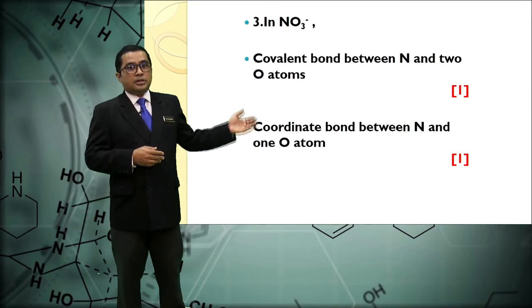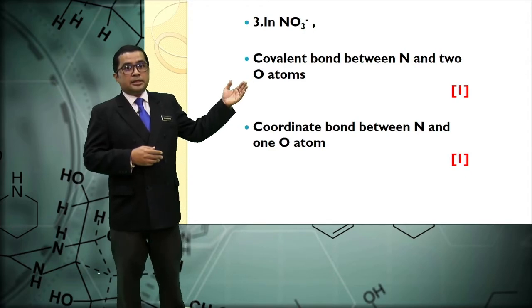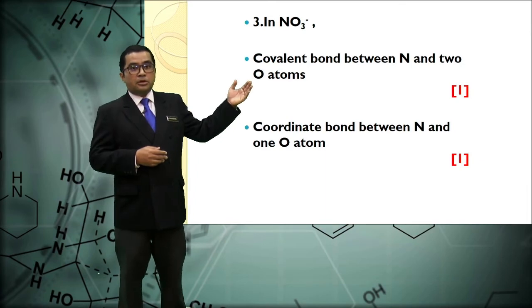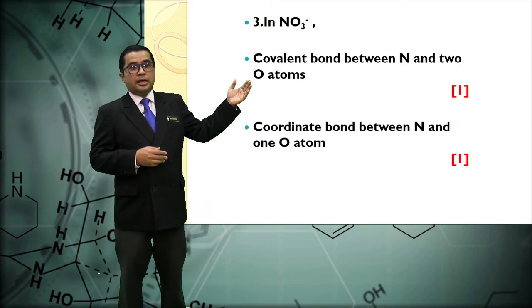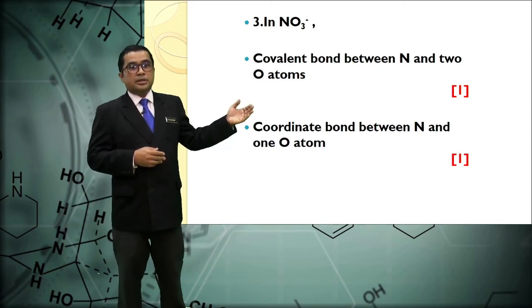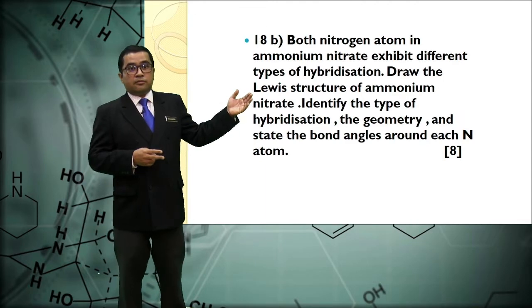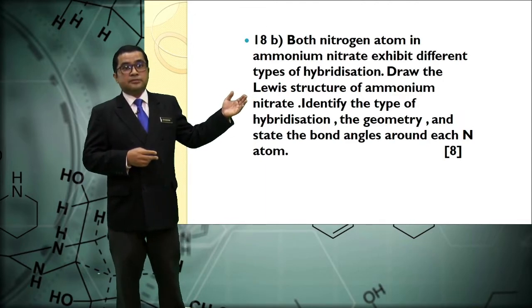So for the nitrate ion, you have to specify the bonds in nitrate ion. The covalent bond is between N and 2 oxygen atoms. It also has the coordinate bond between N and 1 O atom. For both ions, you have to draw the Lewis structure first.